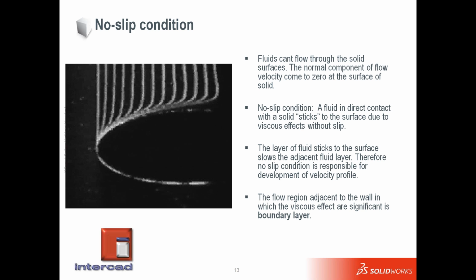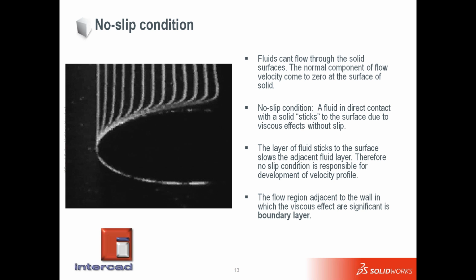All right. Now, let's go through some classification and some common terminology we have in fluid mechanics. One of them is the no-slip boundary condition, where everybody knows that the fluid cannot flow through solid surfaces, and the normal component of flow velocity will be zero at the surface. So simply, the flow is sticking to the solid surface at their contact point.